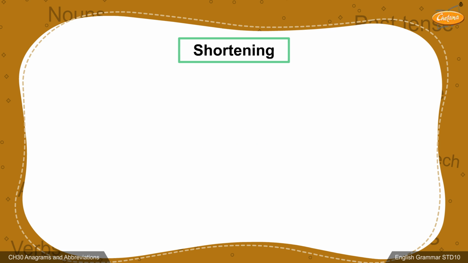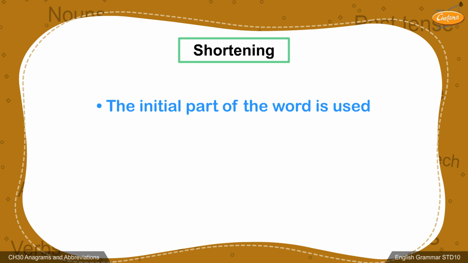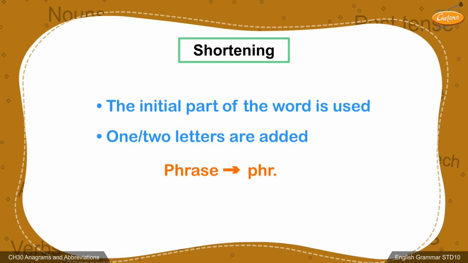Next, we move to shortening. In this type of abbreviation, the initial of the word is used, sometimes with a few letters added from the remaining parts of the word. For example, PHR is a shortened form of the word phrase. GOVT is a shortened form of the word government.